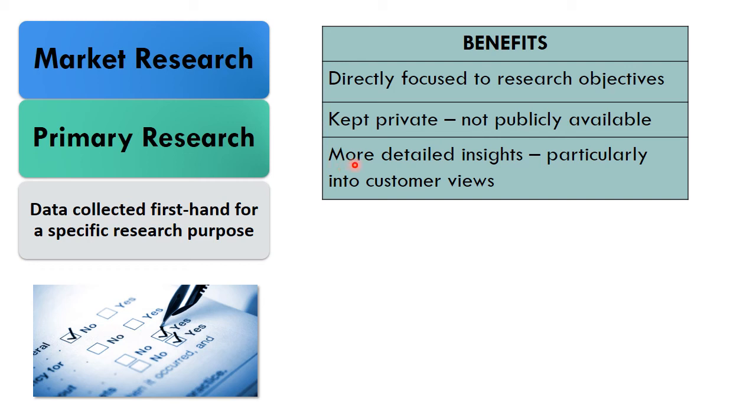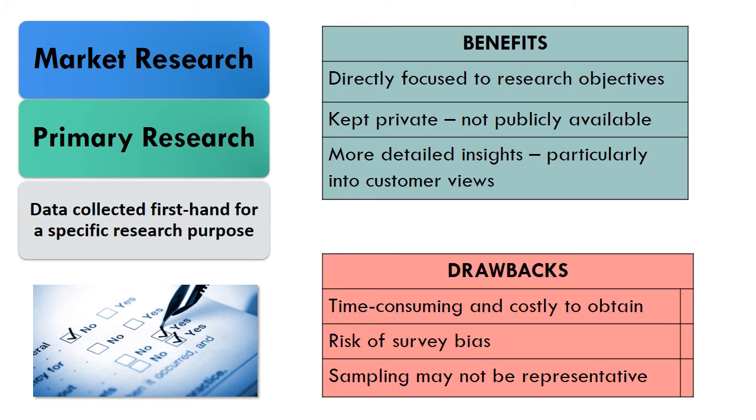The other advantage of primary research is you can sometimes get more detailed insights than from using secondary sources, particularly if you carry out something like a focus group or consumer panels to get in-depth insight into customer views, and that can be very helpful in planning your marketing strategy. But of course, primary research has its drawbacks. First of all, it can be very time-consuming and costly to obtain. There is, of course, the risk of survey bias depending on the size of your sample and how well it's constructed. So bear in mind how reliable your market research is depends on how representative your sample is of the views of your whole target population.